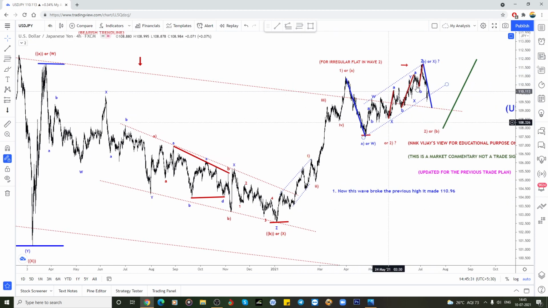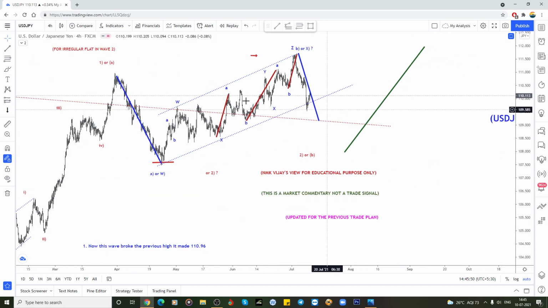Or if it is a C wave, this is wave 1, and for wave 2 I'm expecting it could reach up to 108 also. If it is an expanded flat, it can break this low, and again it may bounce. Or if it is a running flat, it won't break this low, and it can bounce from anywhere, but that structure has to end here.